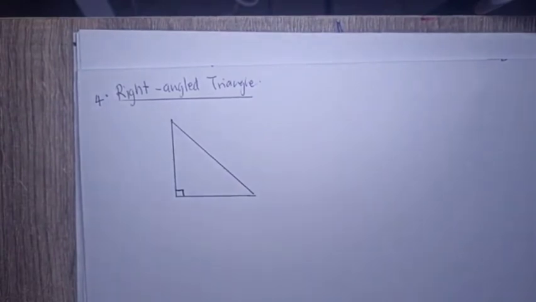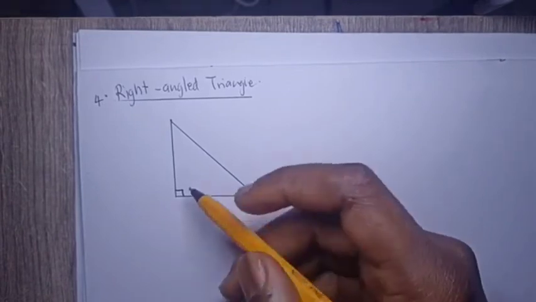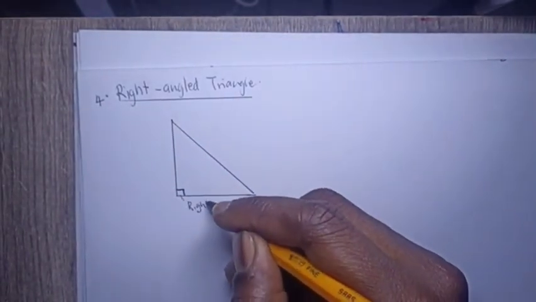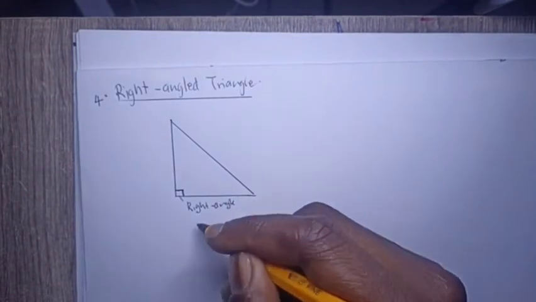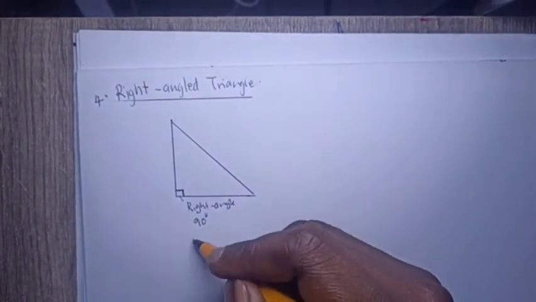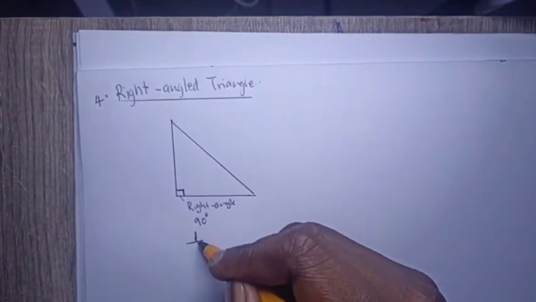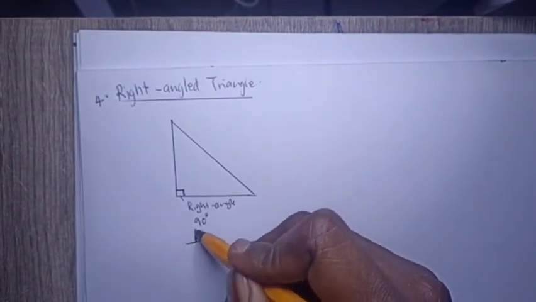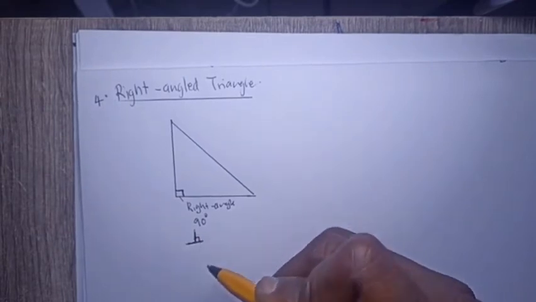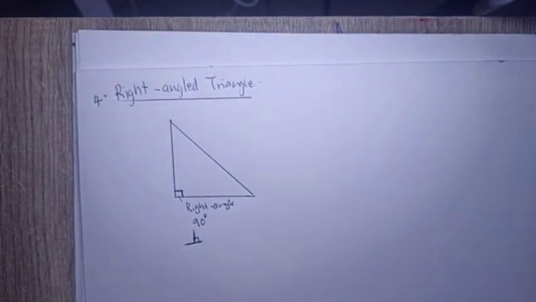So a right angle triangle has an angle of 90 degrees. The largest angle in the triangle is equal to 90 degrees, and it forms what? A right angle. So we call it a right angle. A right angle is how much? 90 degrees. And actually the right angle is formed by two perpendicular lines. So if this is the vertical line and the horizontal line, they form a perpendicular line there, forming a right angle.